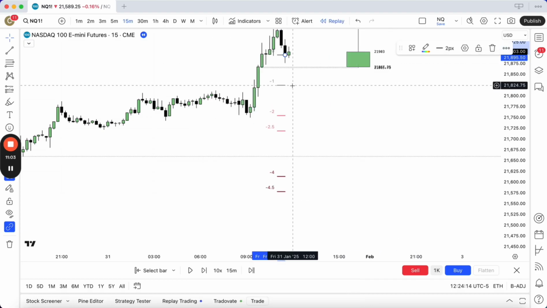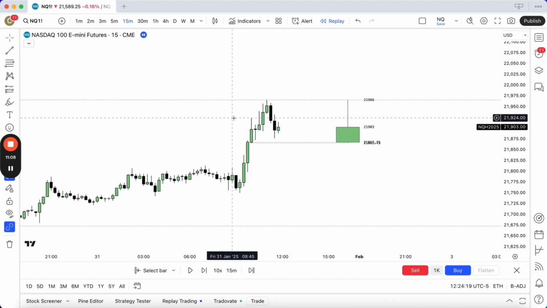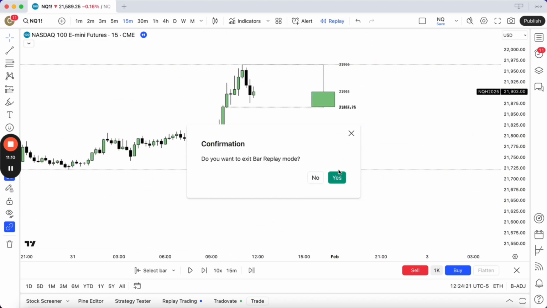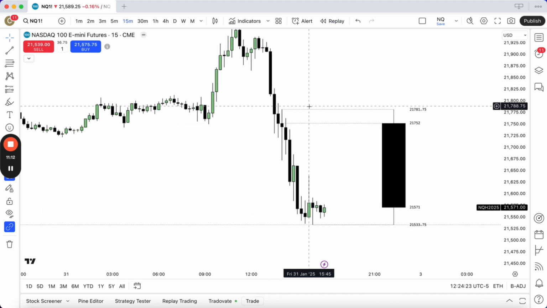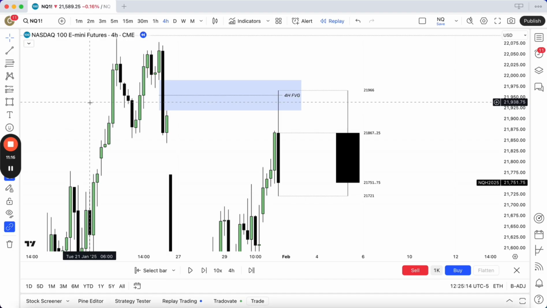Okay? That's basically it. So now I want to show you my entry model and how you can use a change in state of delivery to actually validate an entry. Let me pause right here and show you how. So if you've watched any of my previous videos, you'd understand that I trade the 10 a.m. PO3. Okay. So there are a few things that are very important to note when you're trading this model.